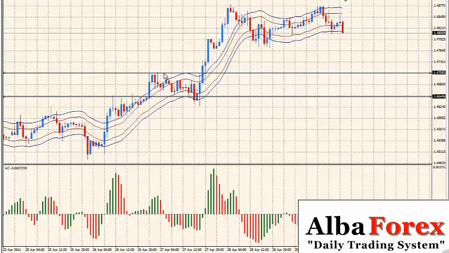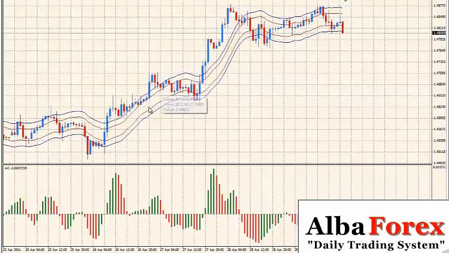That's one strategy. That's one way of going about it. So that's for a buy trade. Let's take a look at a sell trade opportunity.